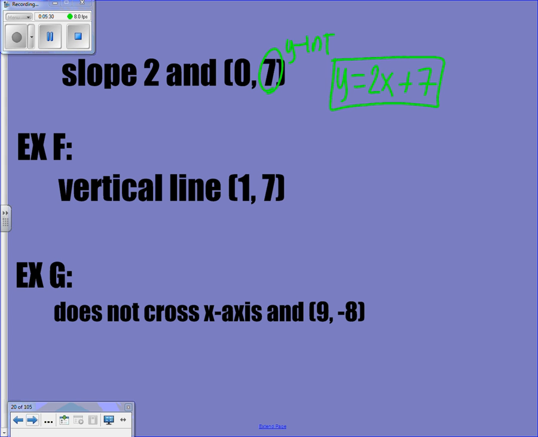Make sure that you remember the x part of that. Some of you will go a little quick and just go 2 plus 7. Okay, that's 9. So it's 2x plus 7. Y equals mx plus b.